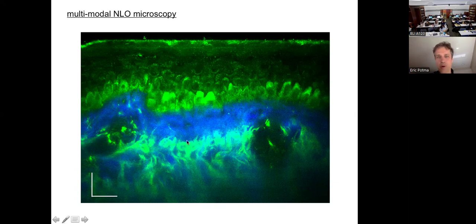So you see three components: collagen, elastin fluorescence, and NADH fluorescence, indicating where the cells are. So all label-free in vivo. So this is a beautiful illustration of the power of these approaches.